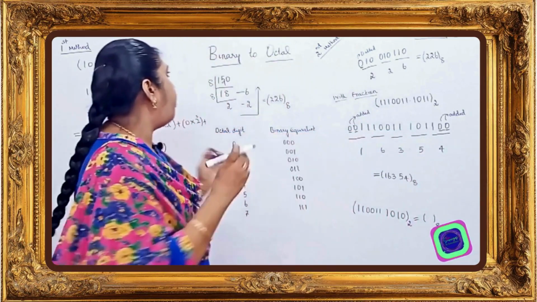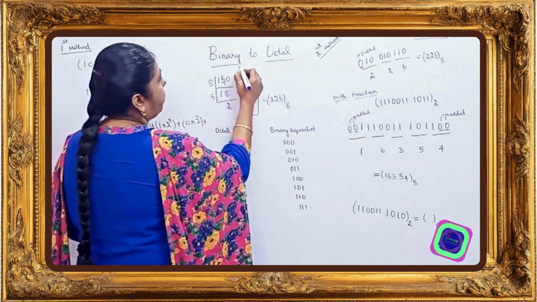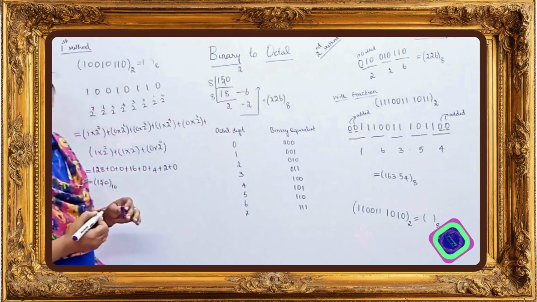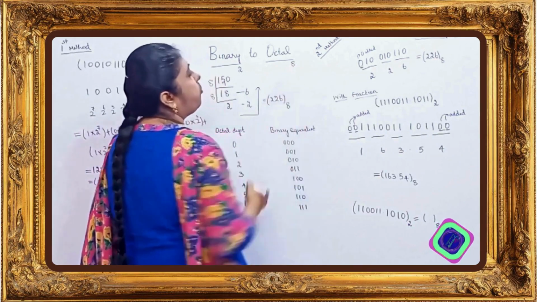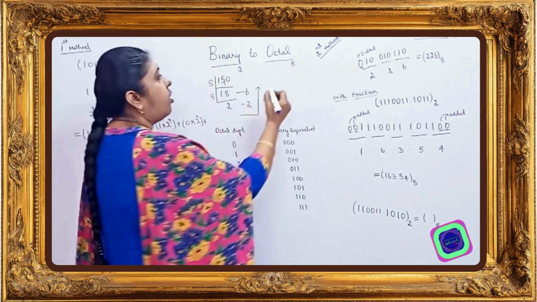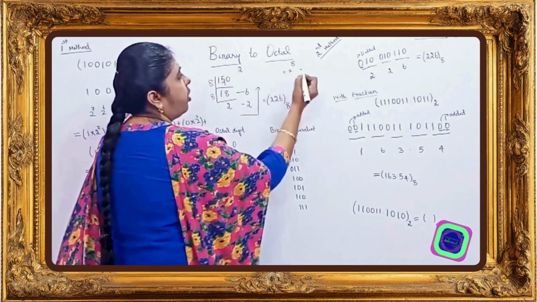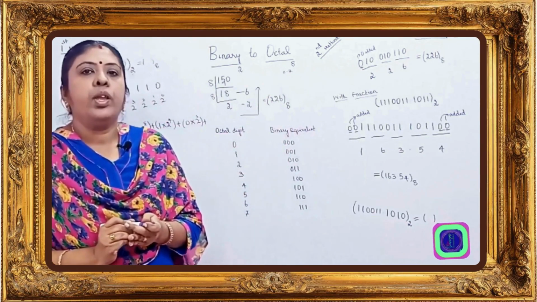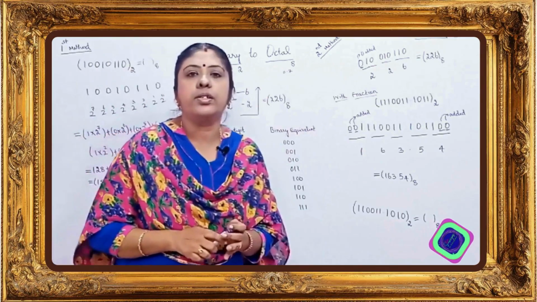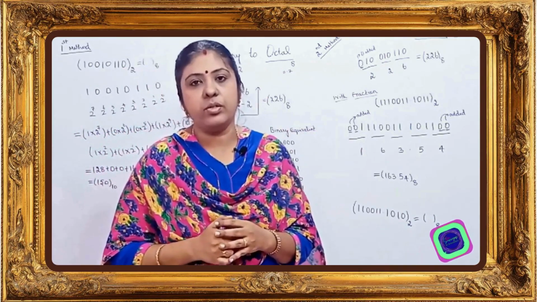Binary consists of the base 2 number system, which consists of only zeros and ones, whereas octal consists of the base 8 number system, and the digits used in octal are 0 to 7. Only 0 to 7 is represented in the octal number system. Now for this conversion, we are going to discuss two methods.